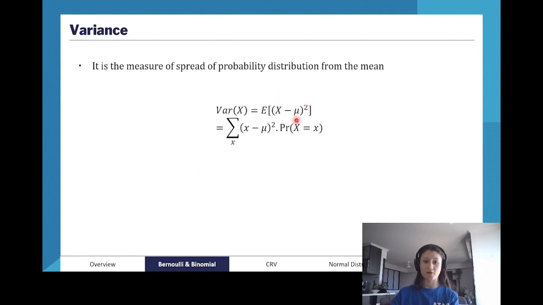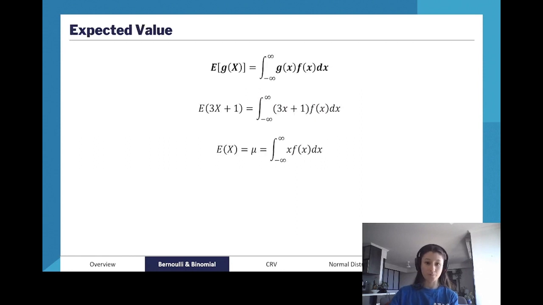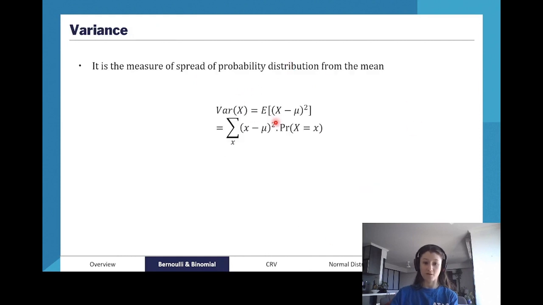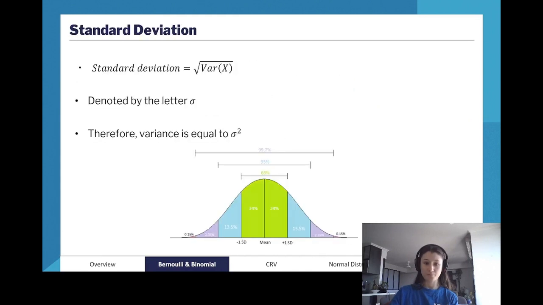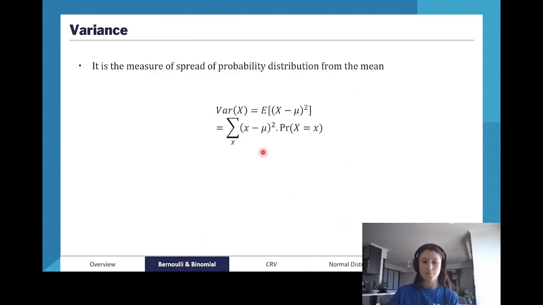So this is an application of our formula, this one here, where we have the expected value of a function. So our function here, g of x, is (x minus mu) squared. So mu is our expected value, the number that we find using our expected value formula from here. Expanding this out, we have the sum of (x minus mu) squared multiplied by the probability of x. So this is how we find our variance.